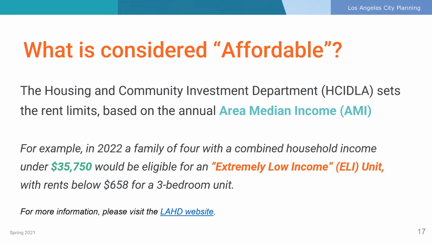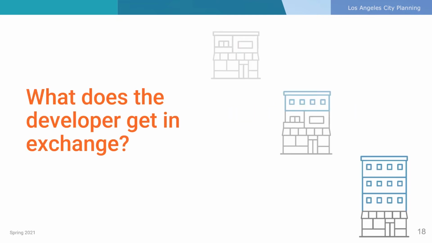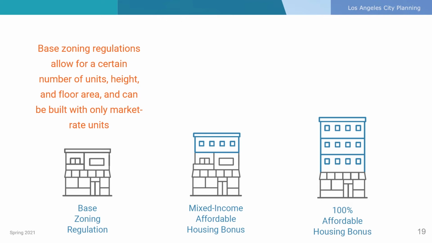So, if a developer or applicant is building a project with 5 or more units, dedicates a percentage of the units as affordable, and provides 30% of the units as 2 or more bedrooms, what do they gain in return? Without utilizing this program, a developer would be able to build a project up to the maximum base zoning regulations, in terms of height, floor area, or density, and the entire project could be built with market rate units.